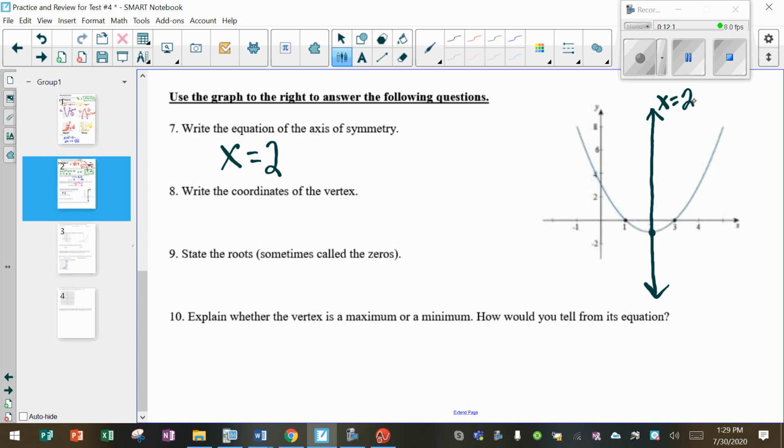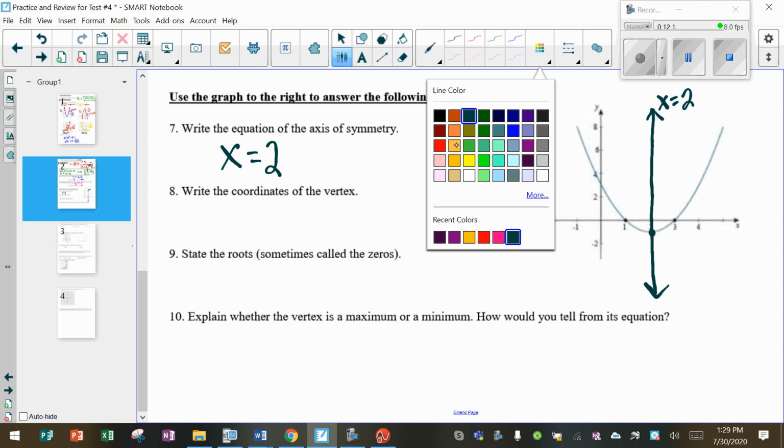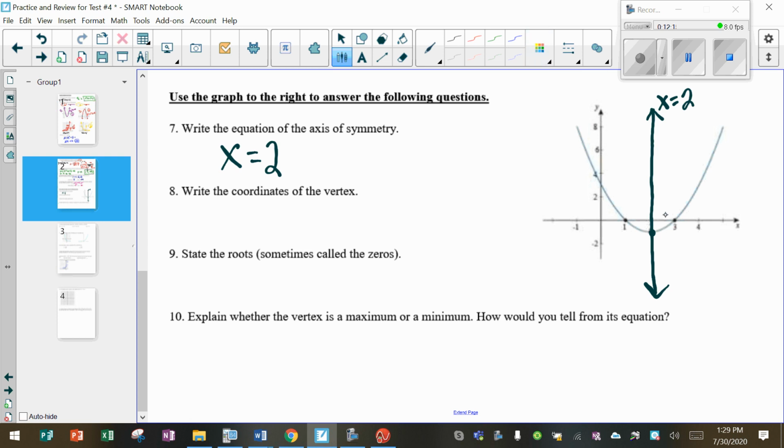What are the coordinates of the vertex? Well, I'm glad you asked. The coordinates of the vertex, that's where the axis of symmetry meets the parabola. It's the turning point of the graph. And that is at the point 2, looks like negative 1.